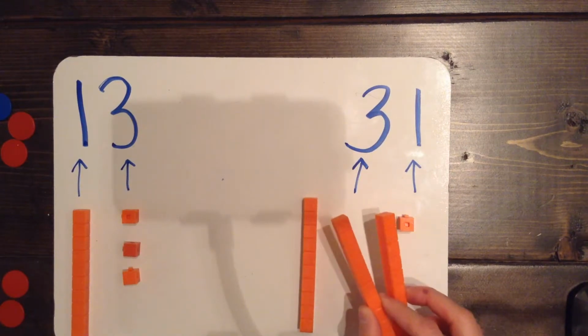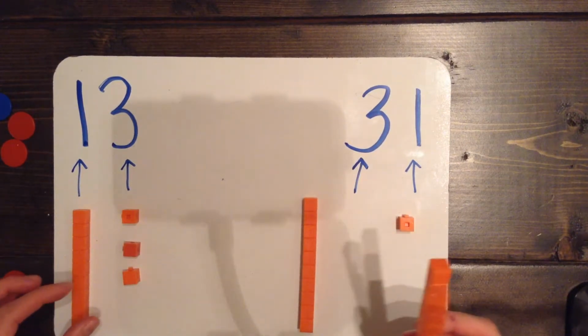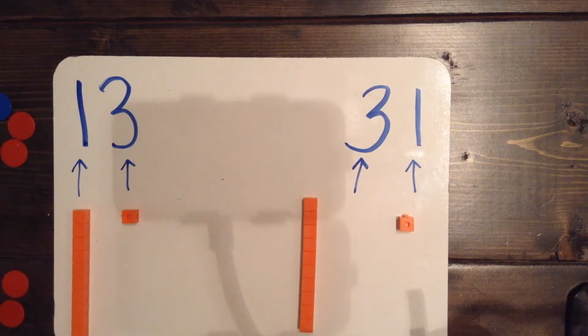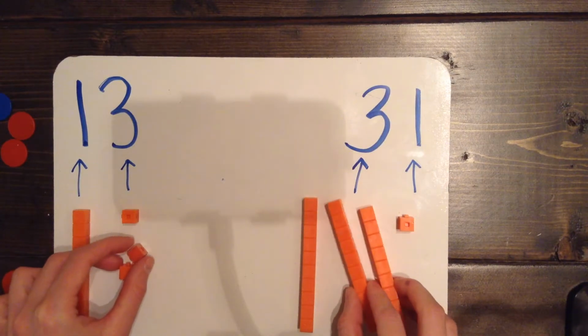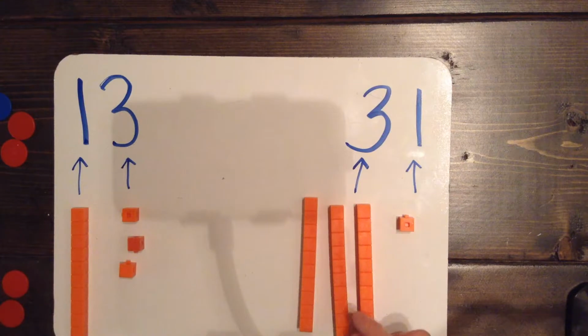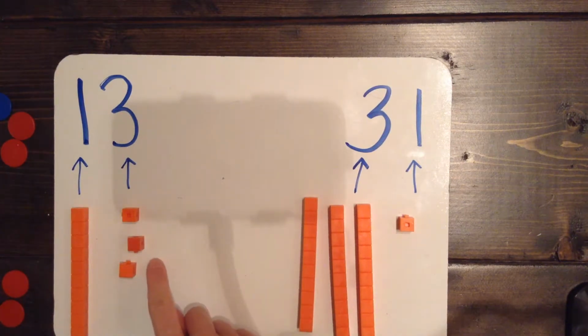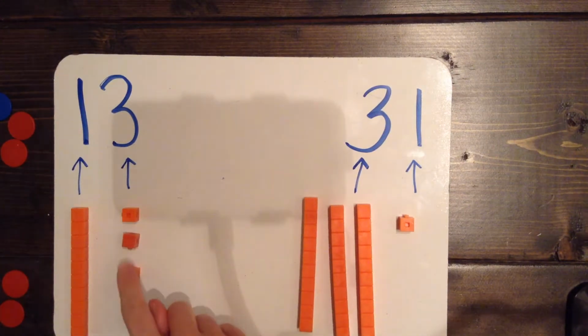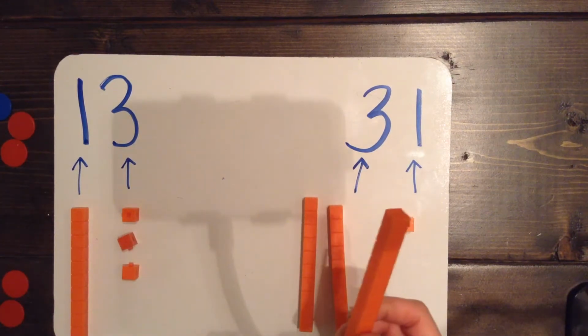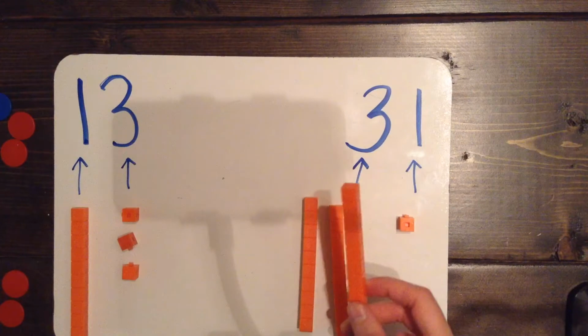Now let's see. If I took these 2 10 blocks away, or lifted them up for a moment, and lifted up these ones, the numbers would be the same. But when I put them back down, one of the numbers is bigger. Well, it's true that the number 13 has more of these little ones blocks, but if you think about it, these groups of 10 are way more than the little ones blocks.